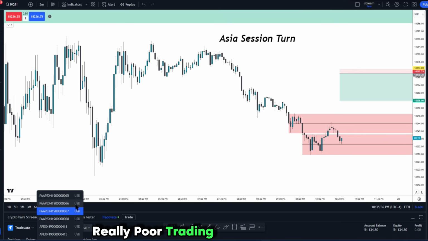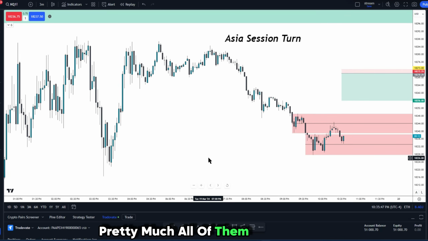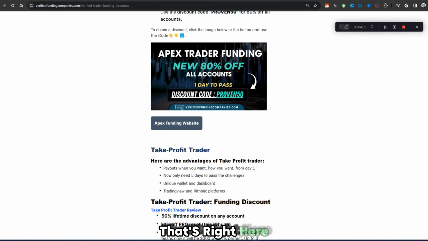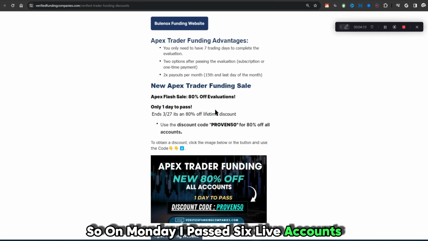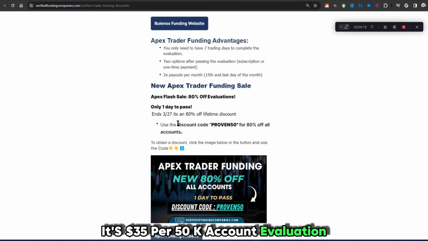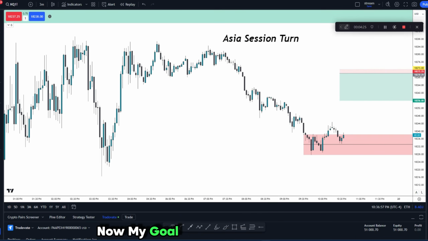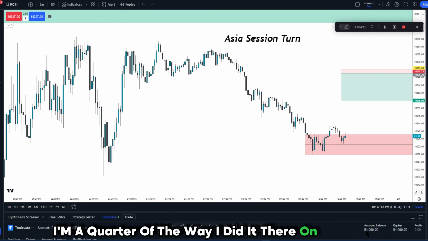Poor trading for 9 days straight resulted in my live accounts, pretty much all of them, being blown. I went in, Apex had their deal, and that's right here. Because you only need 1 day to pass, on Monday I passed 6 live accounts with 80% off. It's $35 per 50K account evaluation. I bought like 12 of them, passed half of them. Now my goal is at least $4,000 profit. I'm a quarter of the way there on day 2.